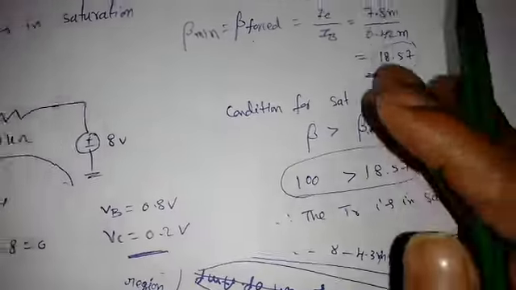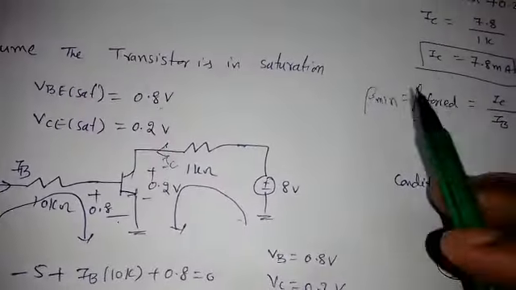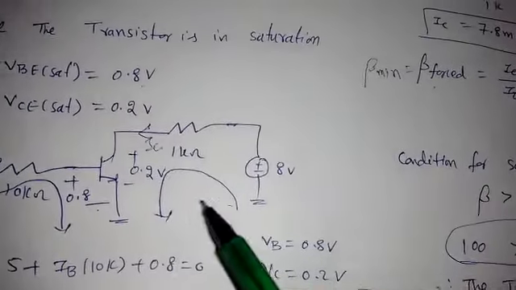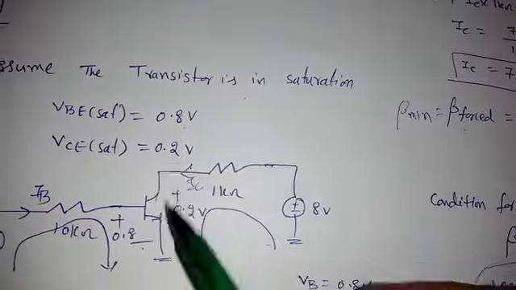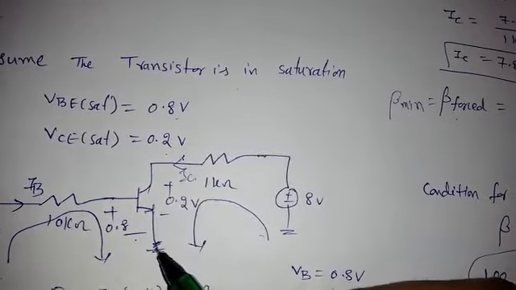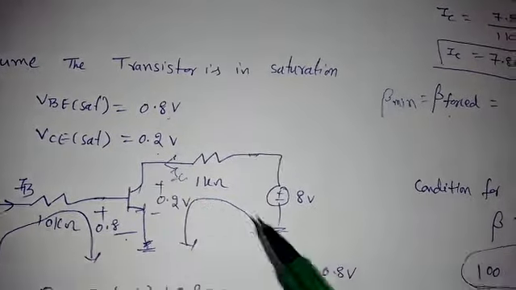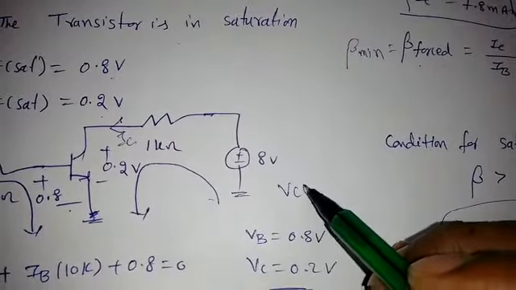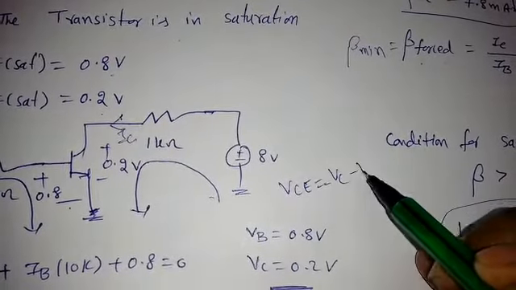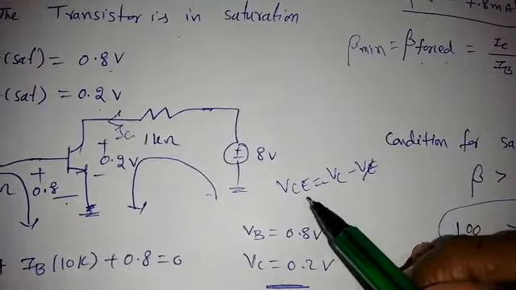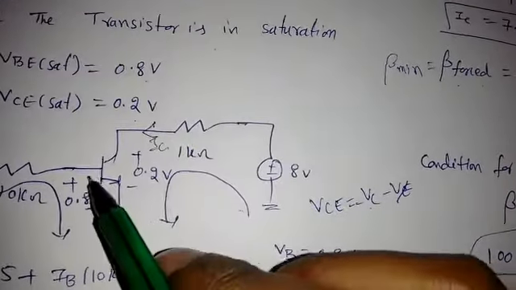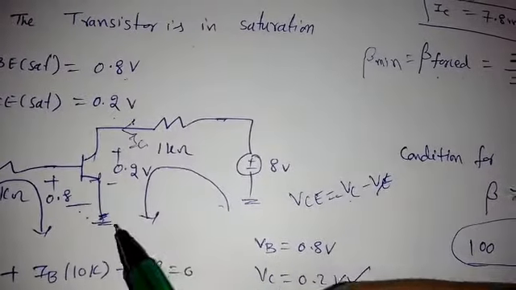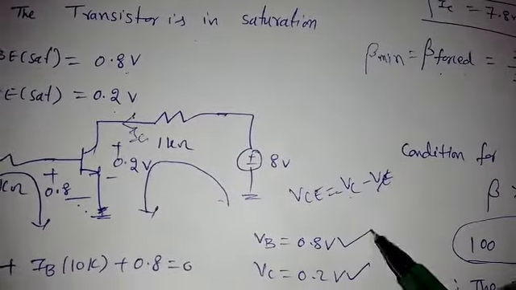That means whatever current values we found are correct. Similarly, already we have seen VCE sat is equal to 0.2 volts. See, VE is grounded, that means VE is 0. So VE 0 means VCE is equal to VC minus VE. This is 0, so VCE is nothing but VC only. So that's why VC is equal to 0.2 volt. Similarly in VBE, VE is 0, so VB will be 0.8 volts.